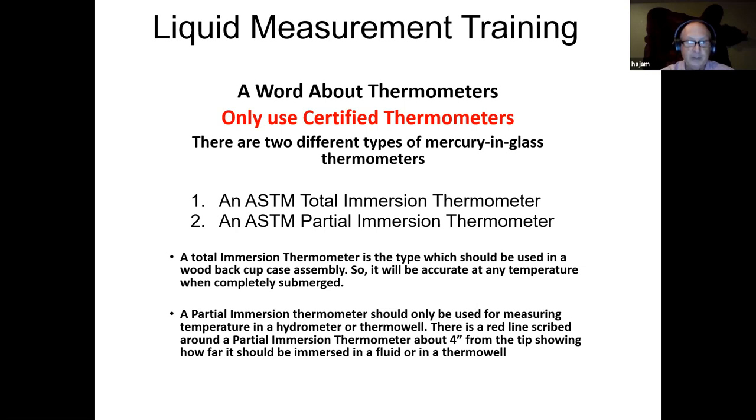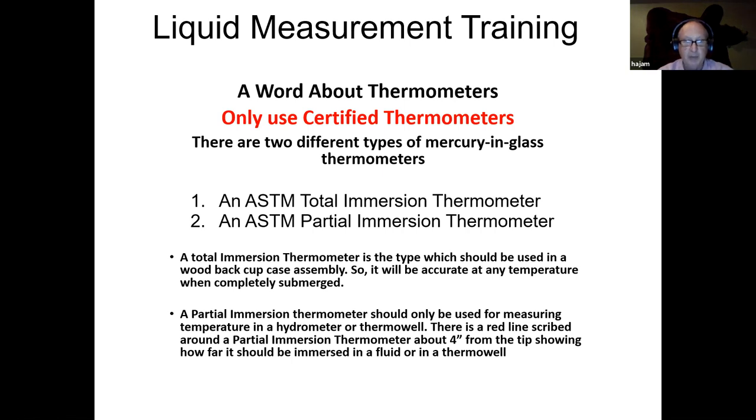ASTM dictates the type of thermometers we have, and that is a total immersion type and a partial immersion type. A total immersion thermometer is the type that we would use in tank gauging. We'll demonstrate that in a little while with the wood-backed cup-case assembly. That thermometer needs to be in that cup-case assembly and it's submerged down into the tank.